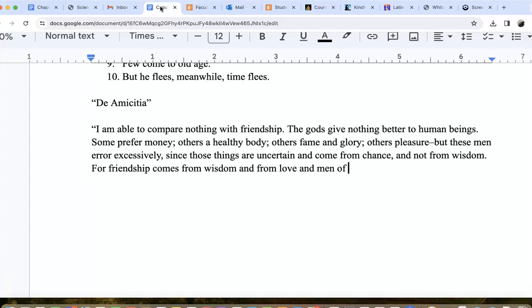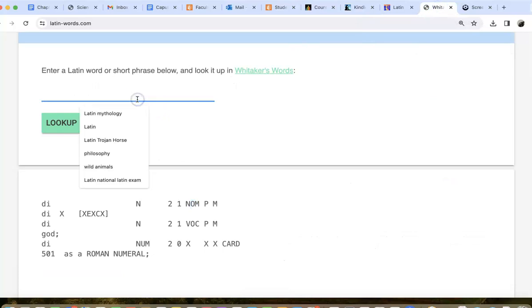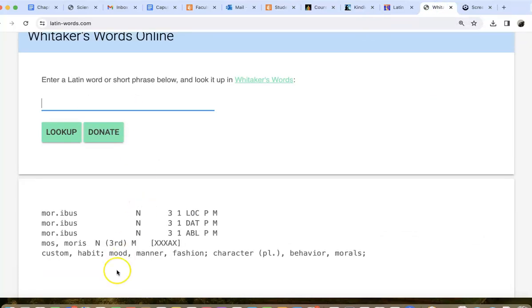And men of good character and virtue. So since those things are uncertain and come from chance and not from wisdom, for friendship comes from wisdom and from love and men of good character and virtue. So again, looking up some of these words, let's see what we got here for moribus. So I said good character, so that's where I'm getting it right here. So good character or good morals, if you wanted to say that as well.